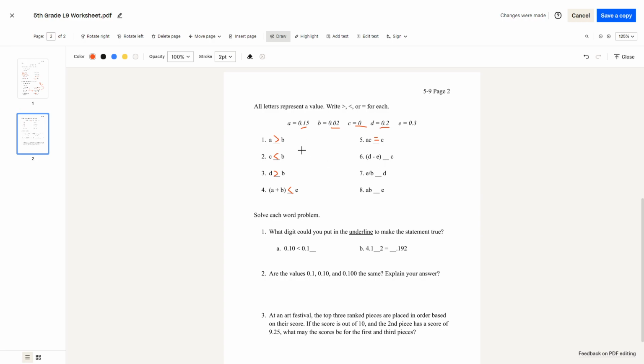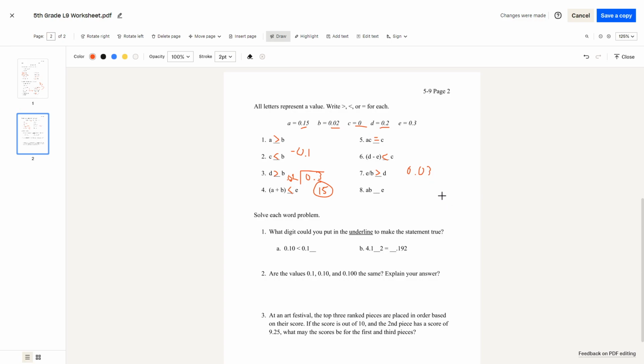D minus E, which happens to be negative 0.1, right? Yes, negative 0.1, is greater than, less than, or equal to C. It is less than C. E divided by B. Since E is 0.3, divide that by 0.02. We can see that the number we get is 15. So is 15 greater than, less than, or equal to 0.2? It is greater.